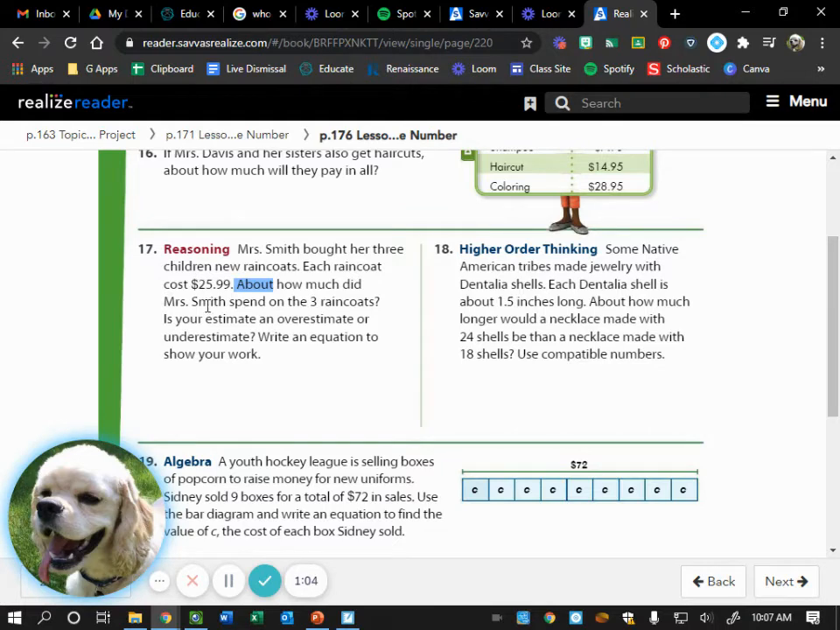Now, if you're rounding and you look next door and it's below 5, your number stays the same and everything else becomes zeros. You're actually making it a smaller number, so that's an underestimate.